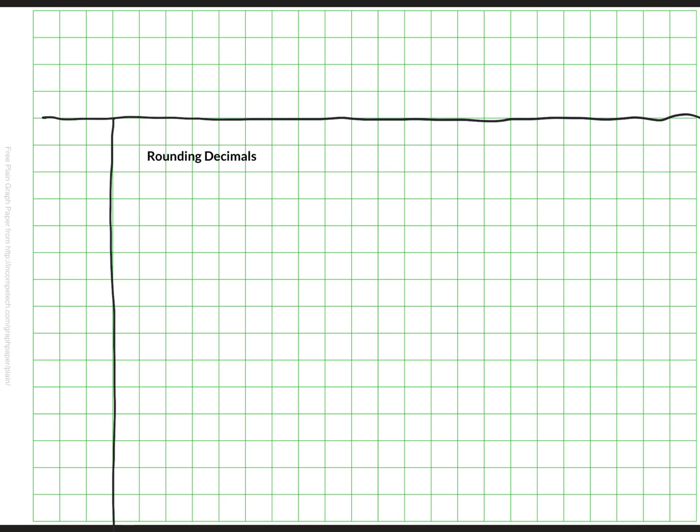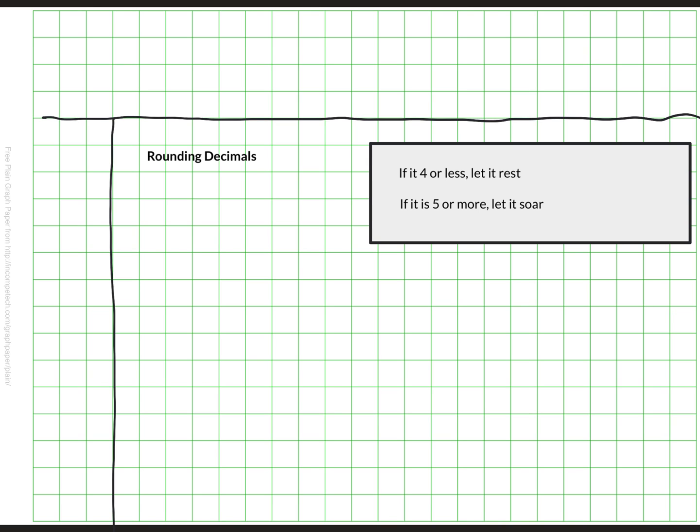The last thing we want to make sure we are confident and comfortable with when we talk about our decimal basics is rounding decimals. When we talk about decimals, there are always a bunch of students who have a little bit of a rhyme or a reminder that they learned in 5th grade that says if it is 4 or less, let it rest. If it's 5 or more, let it soar. And that's kind of a reminder to them about their rounding rules.